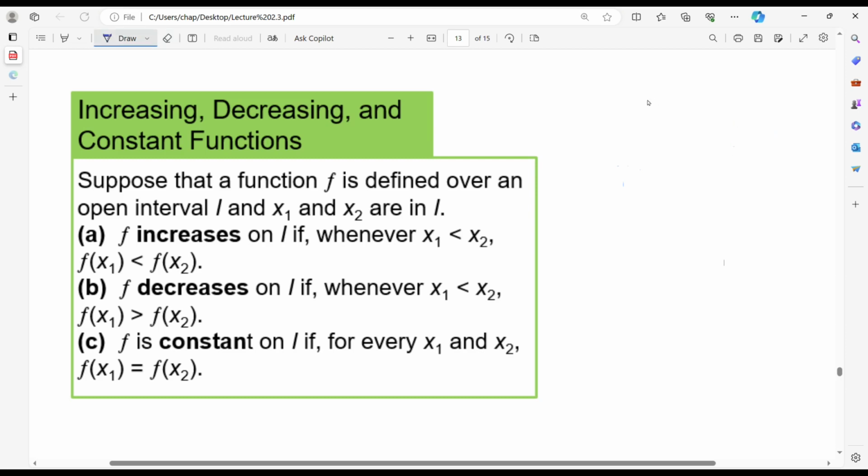Part B, f decreases on... let me try it again.